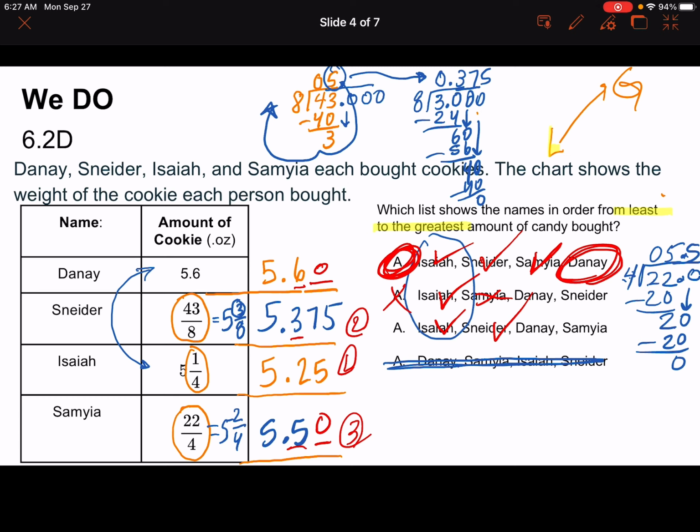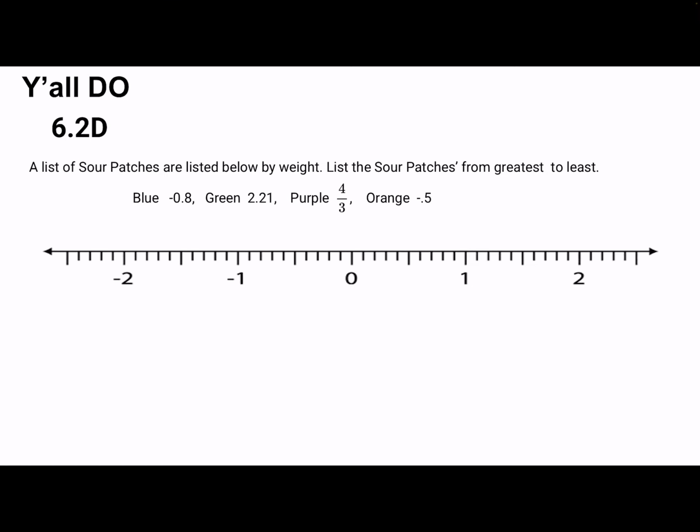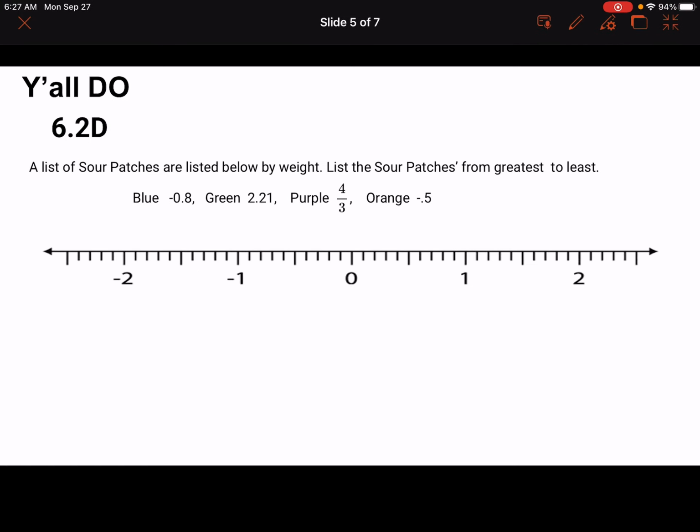Remember, you guys can always pause the video in case I'm going too fast for y'all. Okay, the next one. I want you to pause the video and try to do this on your own.